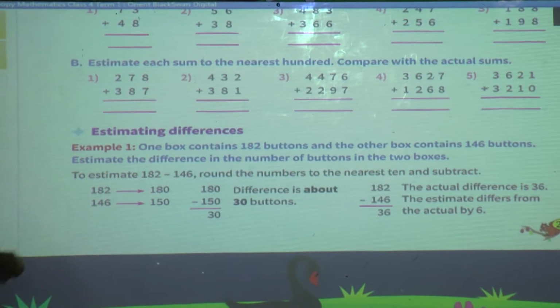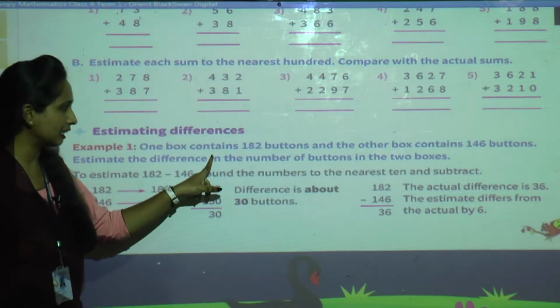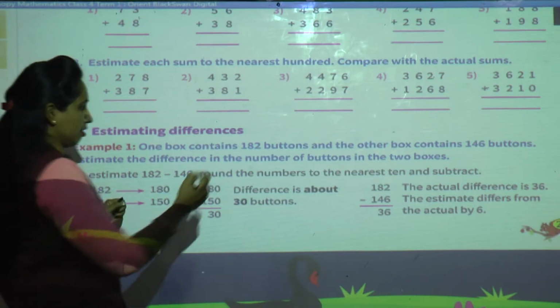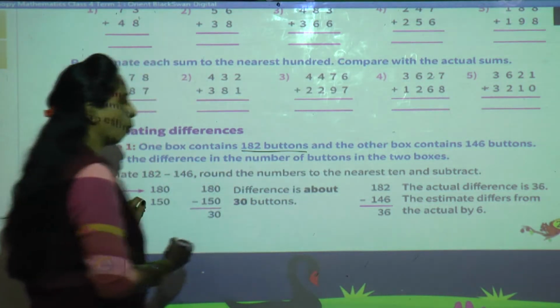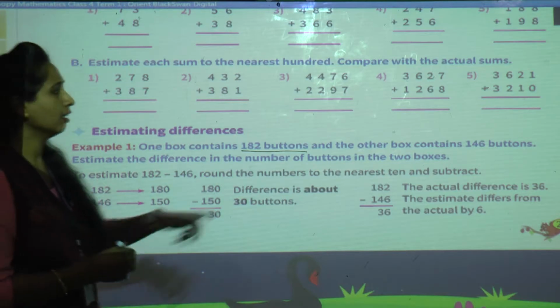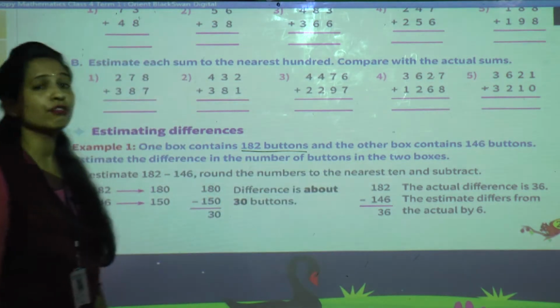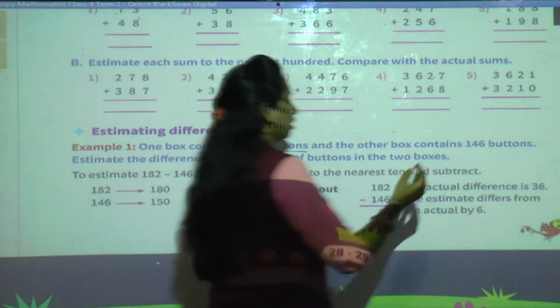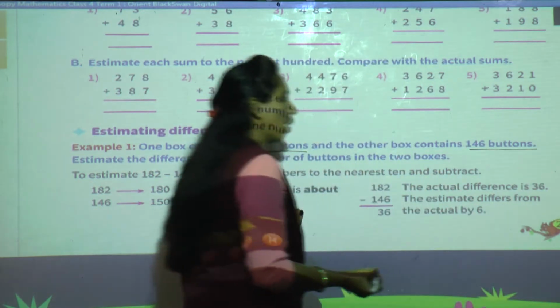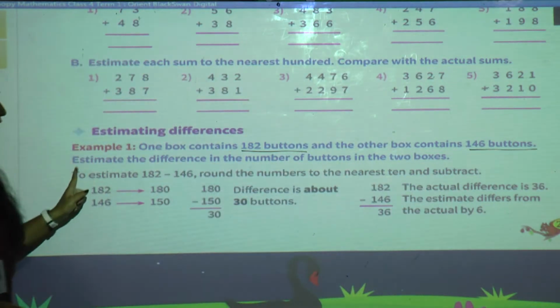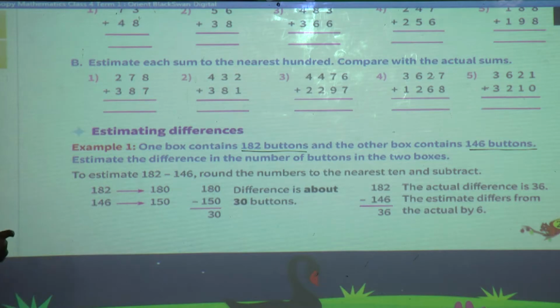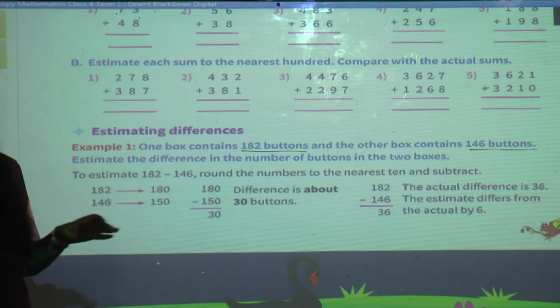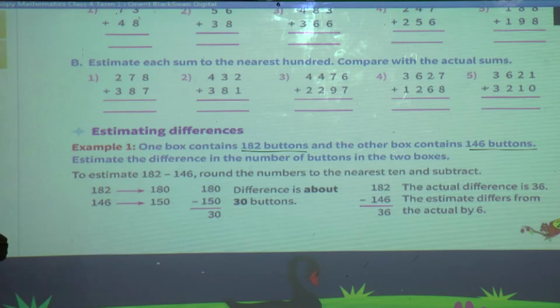See one example that is given. One box contains 182 buttons. The other box contains 146 buttons. Estimate the difference in the number of buttons in the two boxes. Now we have to find the difference. Difference means you have to do the subtraction.